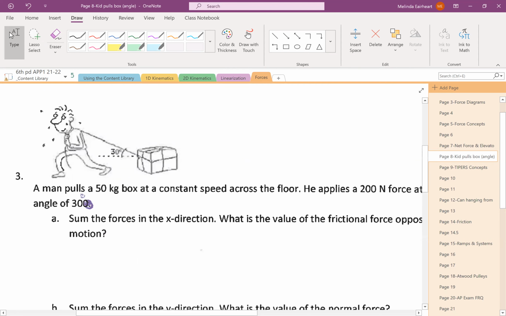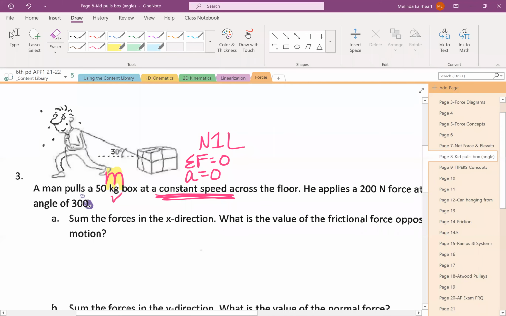Okay, here's our prompt. A man pulls a 50-kilogram box. What did they just give us? Mass. Do I need to convert it? No, kilograms is good. And they pull it at a constant speed. What's running through your head? Constant speed means zero acceleration. What does that mean for forces? Does that mean there's zero forces acting on the object? No, it means net force equals 0. In other words, this is a Newton's first law.